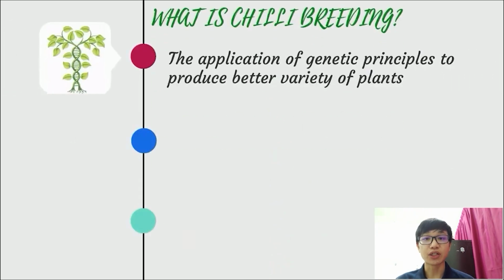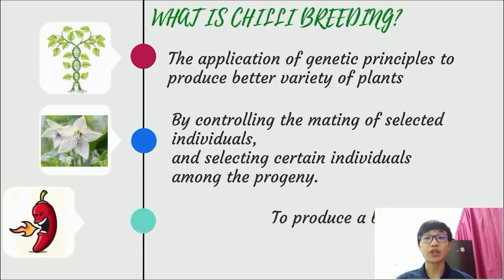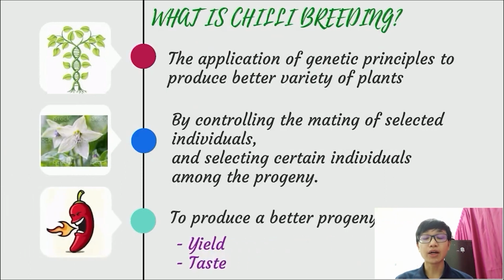Plant breeding is actually the process of producing a plant with a better variety by the application of genetics to produce the desired progeny from the plants, which is able to improve the plant itself, such as the yield of the plant and the quality of the fruit as well.